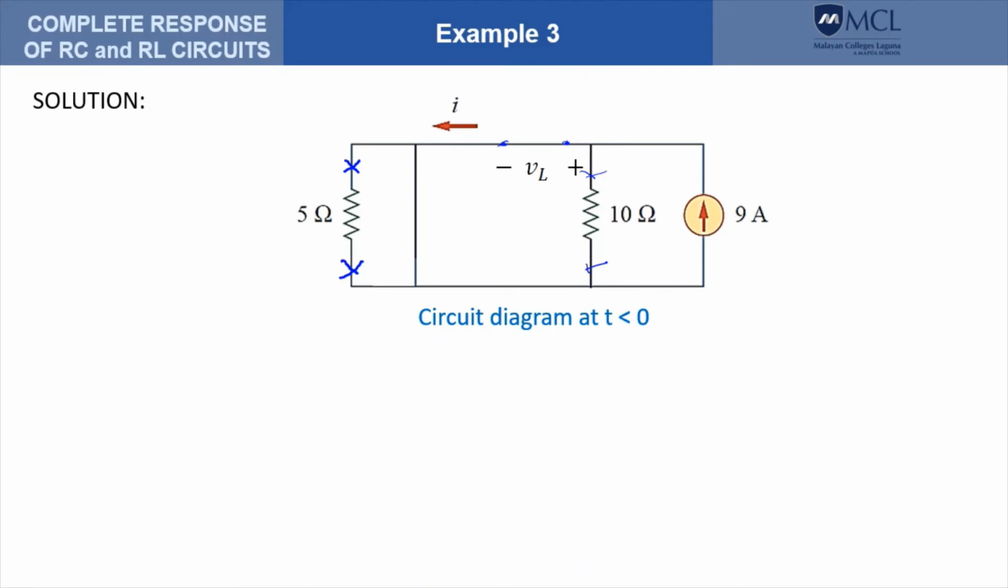Because of that, the current I will be equal to 9 amperes. So this is the current at, or before, t equals 0. And for the voltage across the inductor, it is 0 because it is shorted.